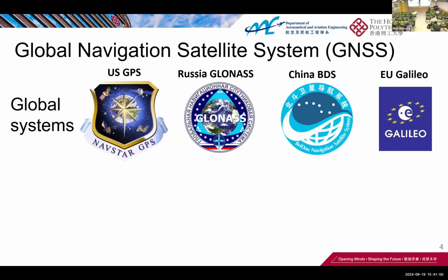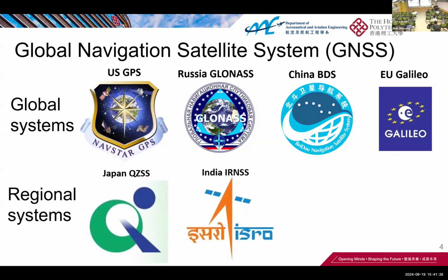For BDS, we call it the Beidou satellite system. Currently we have moved into the third generation of BDS satellites, and we have around 34 satellites from the Beidou system. Galileo is from the European Union. So roughly we have 4 major satellite systems. Also, we have several other satellite systems, which are called regional systems. The first row is the global satellite system.